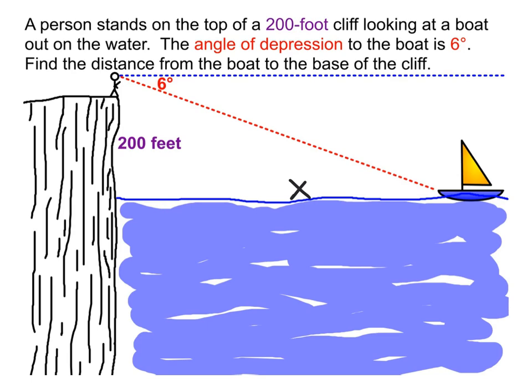Now you actually can figure it out because this whole angle up here between the cliff and the horizontal would have to be 90 degrees. And so if you did 90 degrees minus 6, you could figure out what angle measure that is. But you would have to remember to do that.